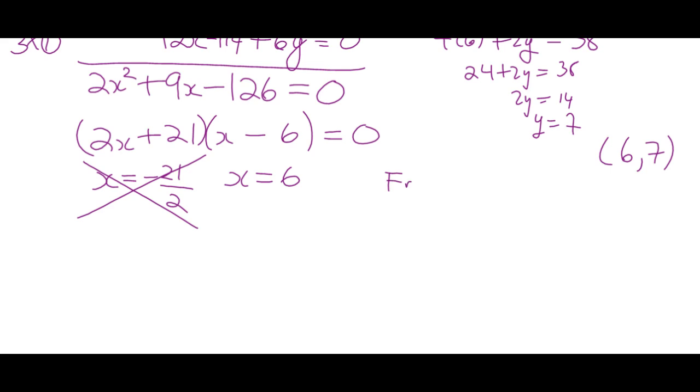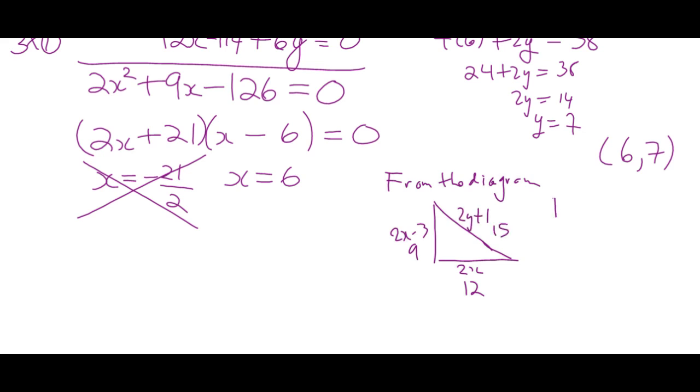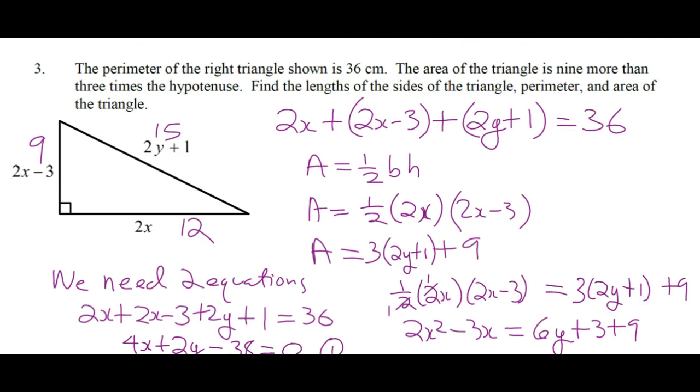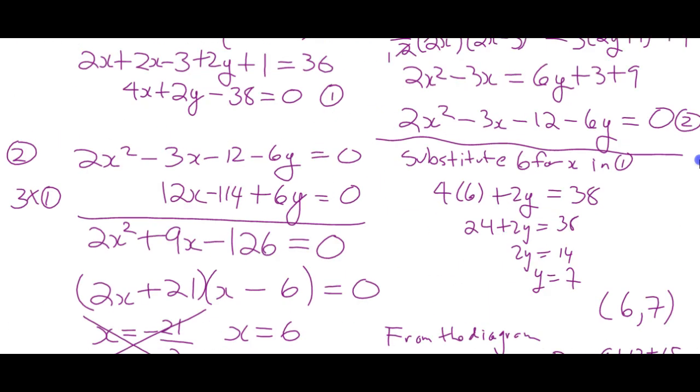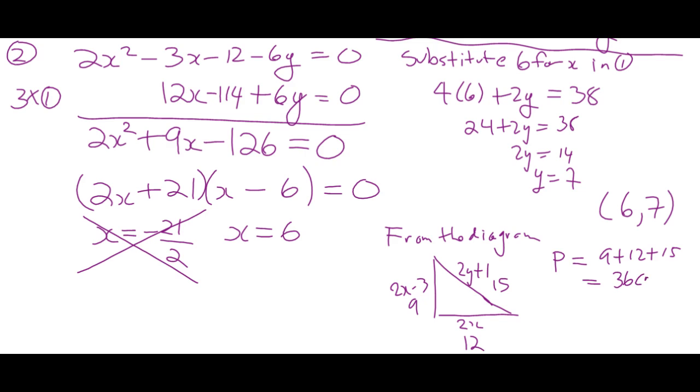Okay, so from the diagram, we had 2x, so that's 12. We've got 2x minus 3, right? So that's 9. And we've got 2y plus 1, so that's 15. Okay, so perimeter is 9 plus 12 plus 15 is 36. Are there units on this? Centimeters, yeah. Oh, I just found the perimeter is 36, which they didn't ask us to find because they told us that.